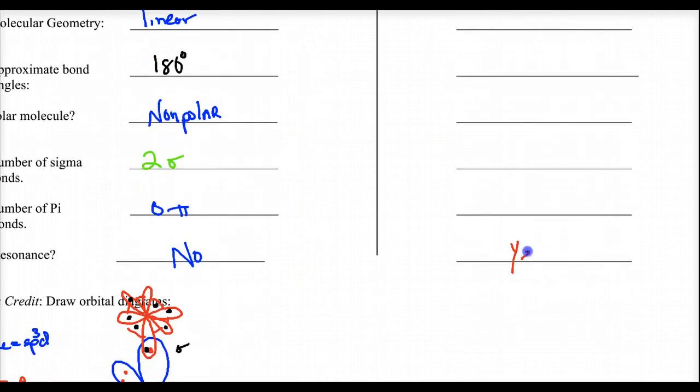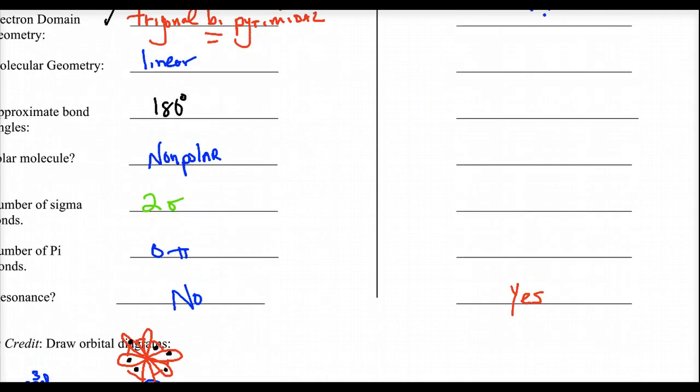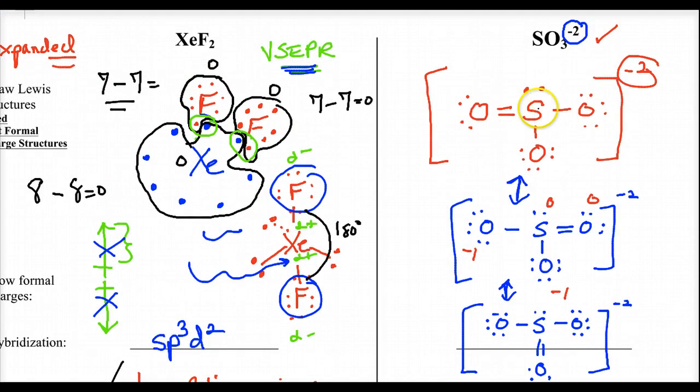Resonance, yes. And I knew it needed resonance because I had a single bond that could be in other parts of the structure. Now this should bother somebody. I'm probably saying, hey, I got a question. Okay, and we'll see if you are one of those people that are bothered right now.